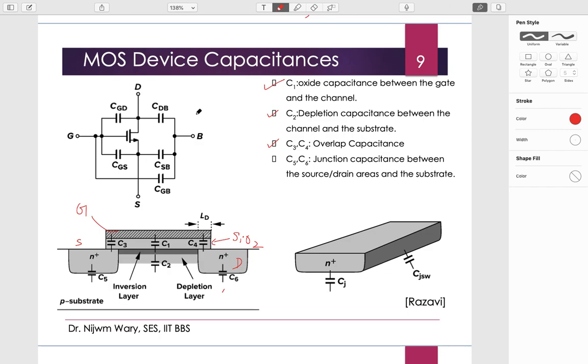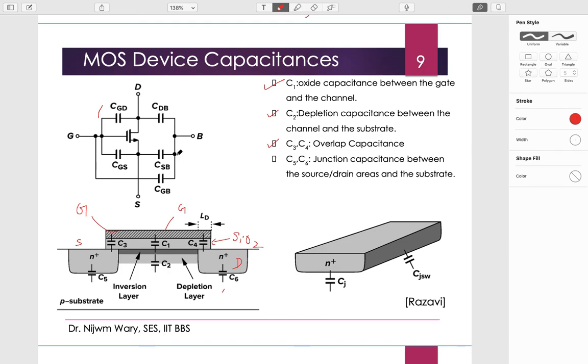If you see this distribution, I have this gate and drain. The capacitance between the gate and the drain is termed as CGD. One of the components is this C4. And we have CGS also. Again, one of the components is C3, and the other component comes from the channel. That we'll see in the next slide, how it comes.